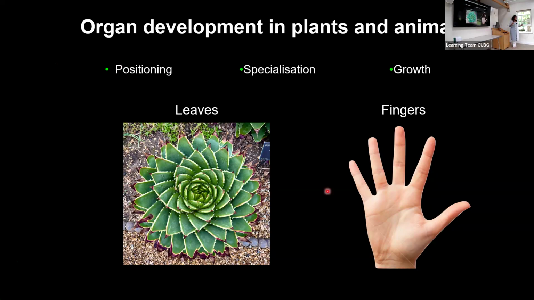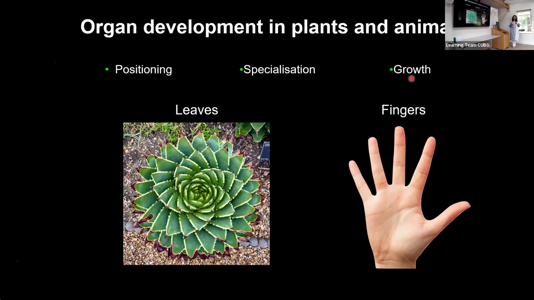They are not forming from anywhere, but in this special position. Then they have to become specialized so then they can execute their function. For example, leaves have to acquire certain structures so that they can do their function like photosynthesis. And then fingers also have to develop bones so that they can hold things. They have to develop muscles so that they can function properly. And then finally, they have to grow to a correct size. That means that we don't have out of proportion hands or fingers.